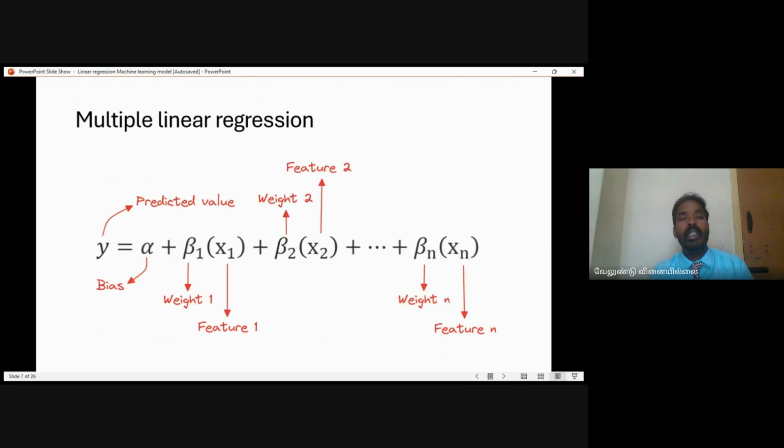Multiple linear regression is the real-time linear regression, because in real time we have a larger number of features to predict, so n features are to be predicted. Mostly the real-time problem is multiple linear regression only. For ease of understanding, we are going to see simple linear regression for our explanation.